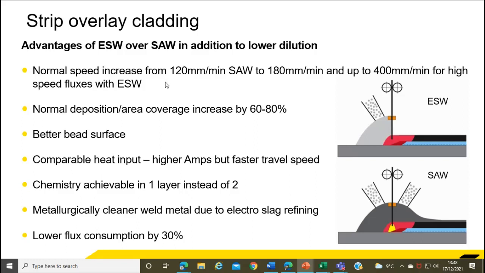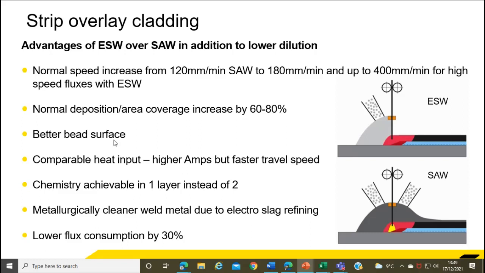It's speed. You can increase the speed from 120 up to 180 millimeters a minute, that's the fairly standard speed. And with what we're calling high-speed fluxes, which have been developed and designed to enable all the properties to be achieved at very high speed, we're talking 400 millimeters per minute. So in terms of area, the coverage is increased by anything up to 80%.